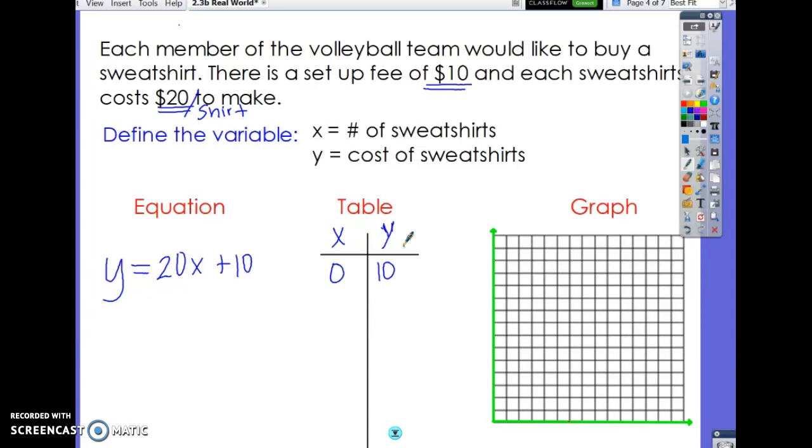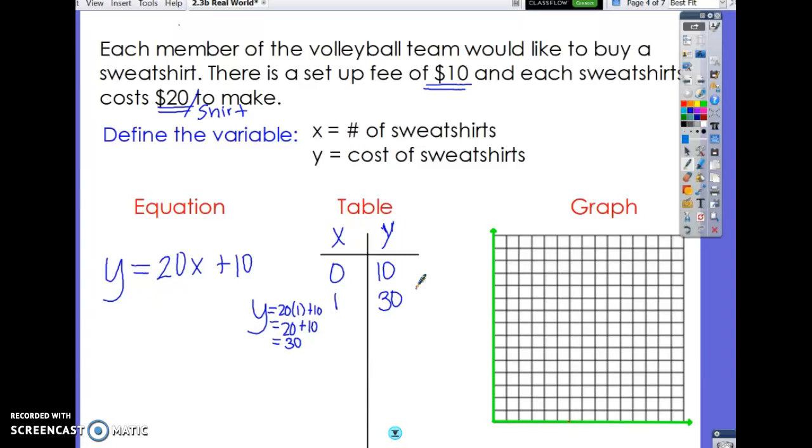To find other values, there are two things we could do. The first thing is just to pick an x value and plug it in to find y. So I want to know what happens when we buy one sweatshirt. If x is 1, that means y is equal to 20 times 1 plus 10. Well, 20 times 1 is just 20. 20 plus 10 is 30. So when we buy one sweatshirt, we have to pay $30. That's one way we can find our table of values. We could keep going, picking x values and then plugging them in to find y.